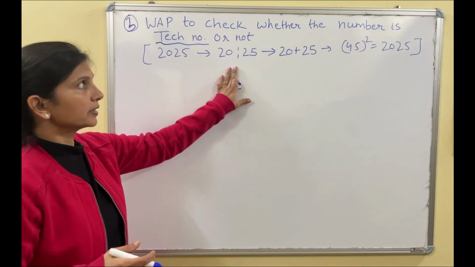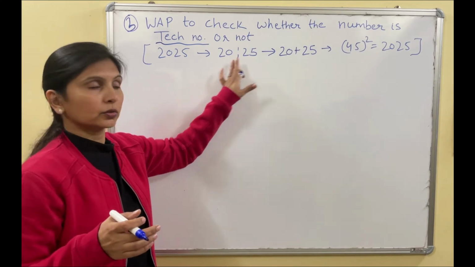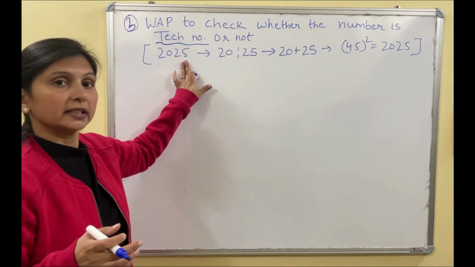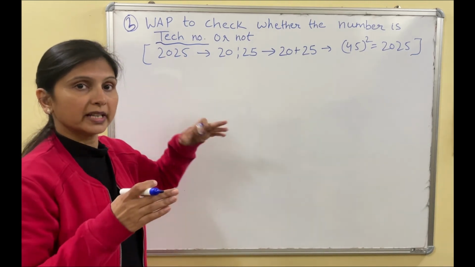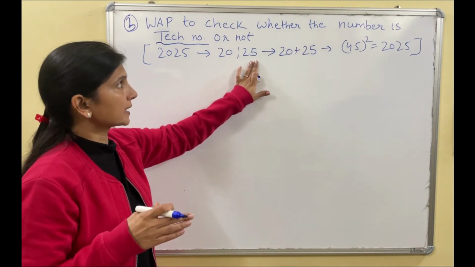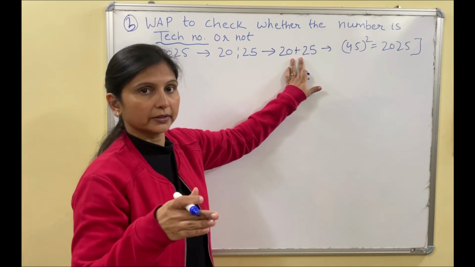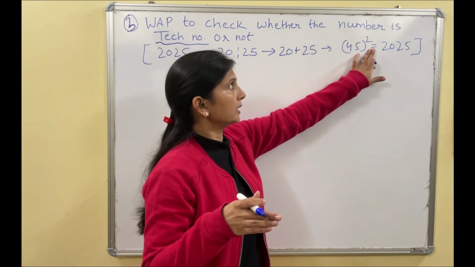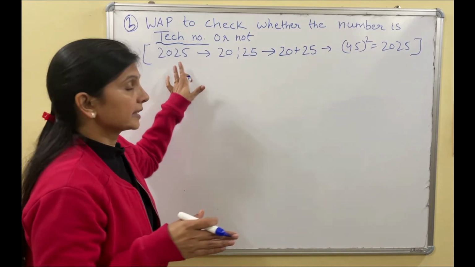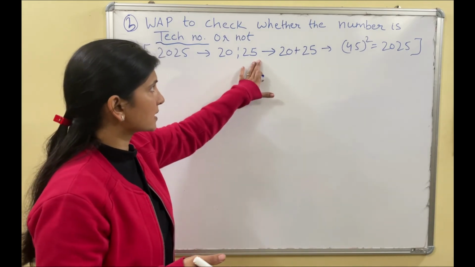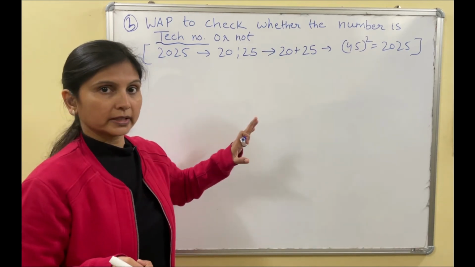First step, we will extract the first half and second half. So how many digits are there? 4 digits are there. So the last 2 digits will be the second half and 20 will be the first half. Fine. Then we will add both halves, 20 plus 25. Then we will calculate the square. If the square is equal to the number, in that case it is a Tech number. So this will be given in the question only. Fine. So it's very easy, not at all complex.